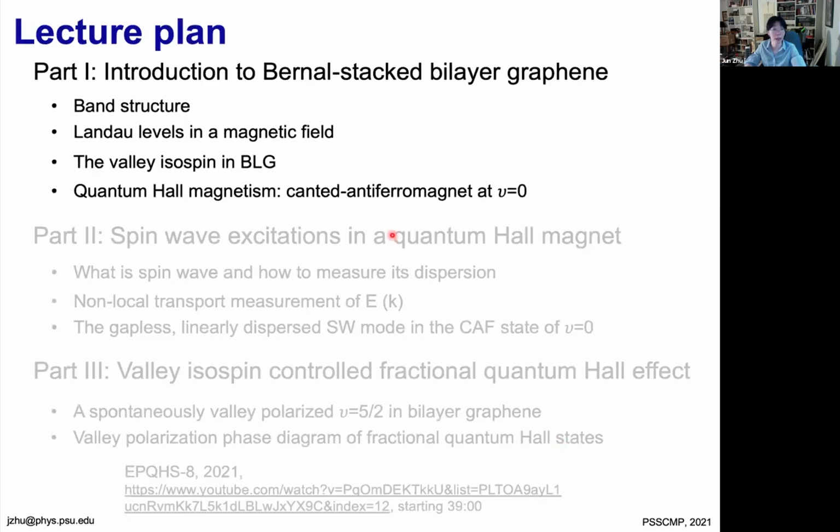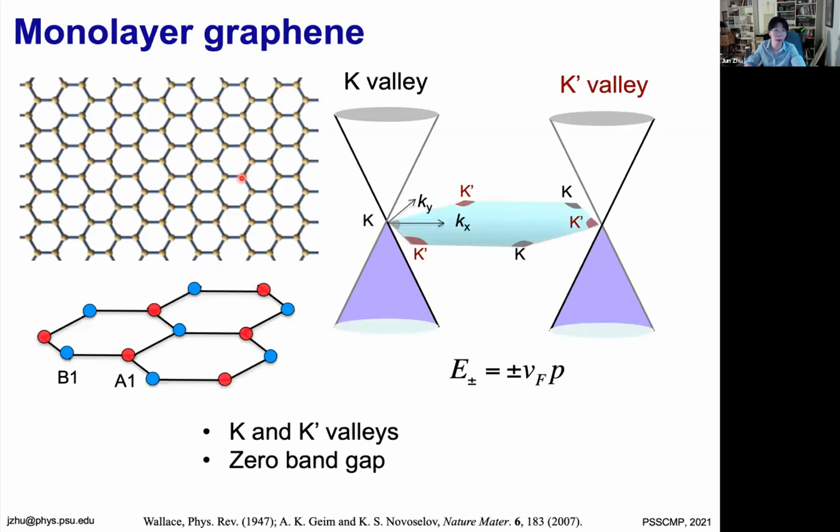So let me start out by telling you a bit about the material that we work with, that is Bernal stacked bilayer graphene. Well, I start with monolayer graphene, right? So everyone knows that monolayer graphene is a honeycomb of carbon atoms. And because of the symmetry, the momentum space has two inequivalent points, K and K prime here. So the monolayer graphene has no band gap because of the symmetry between the B1 and the A1 sublattice.